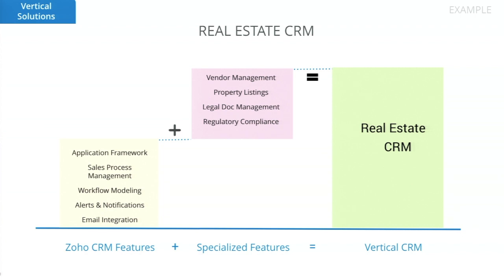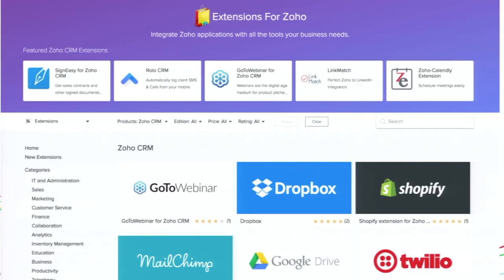Other examples here, people have built it for real estate. People have built this for insurance. People have built this for, I mentioned, solar panels, and so on. So I'm just going to share a few screenshots from our marketplace. So this is the Zoho Marketplace. This is a screenshot of extensions.